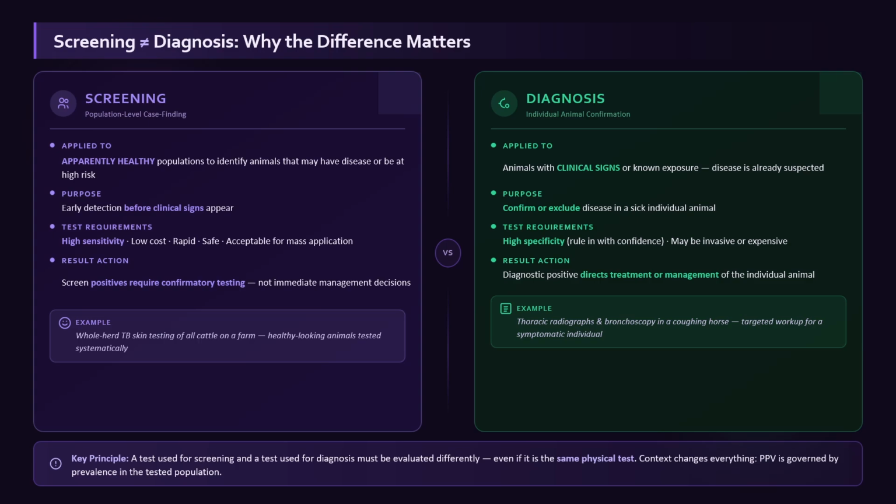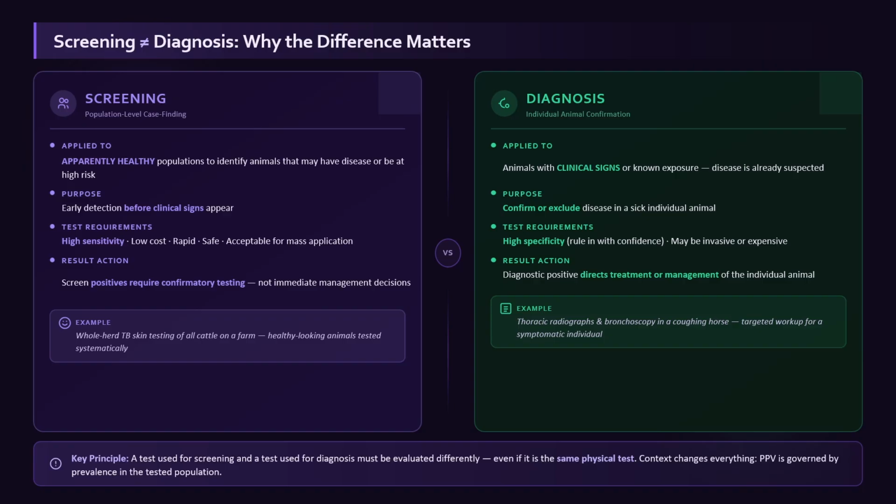Here's an ACVPM exam tip. Screening is for apparently healthy populations. Diagnosis is for animals with clinical signs. This distinction helps you interpret sensitivity, specificity, positive predictive value, and negative predictive value. If an exam question describes a population-wide testing program, assume low prevalence and expect that PPV will be lower than intuition suggests. So we know screening is different from diagnosis, but how do we decide whether a disease is actually worth building a whole screening program around?